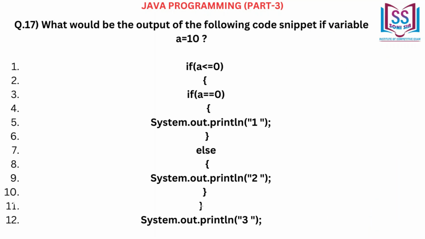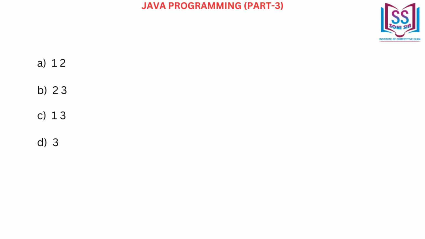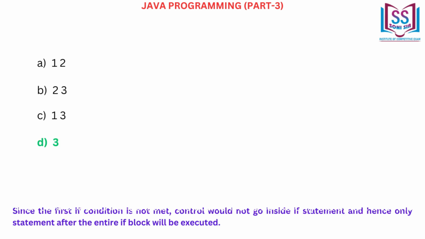What would be the output of the following code snippet if variable A equal to 10? A. 1 and 2. B. 2 and 3. C. 1 and 3. D. 3. Correct answer D. 3. Since the first if condition is not met, control would not go inside if statement and hence only statement after the entire if block will be executed.